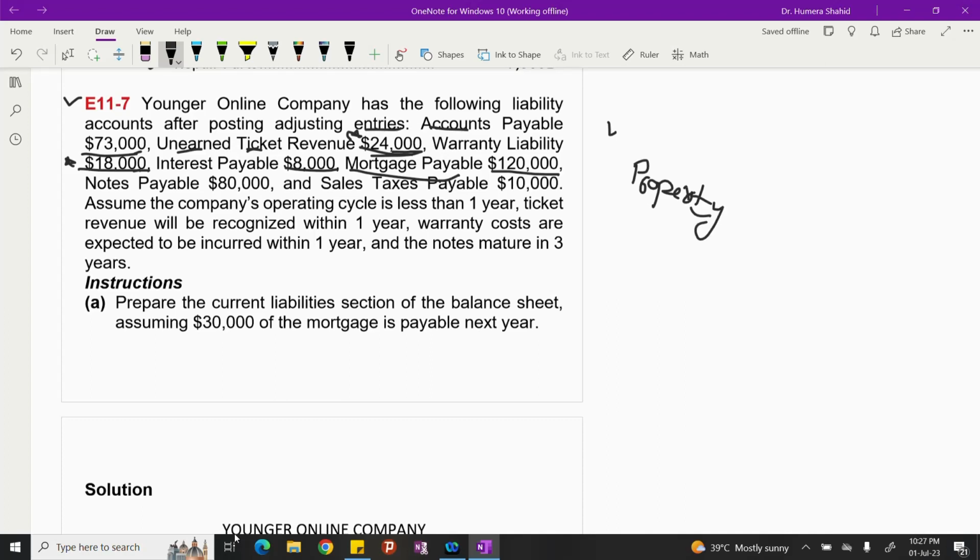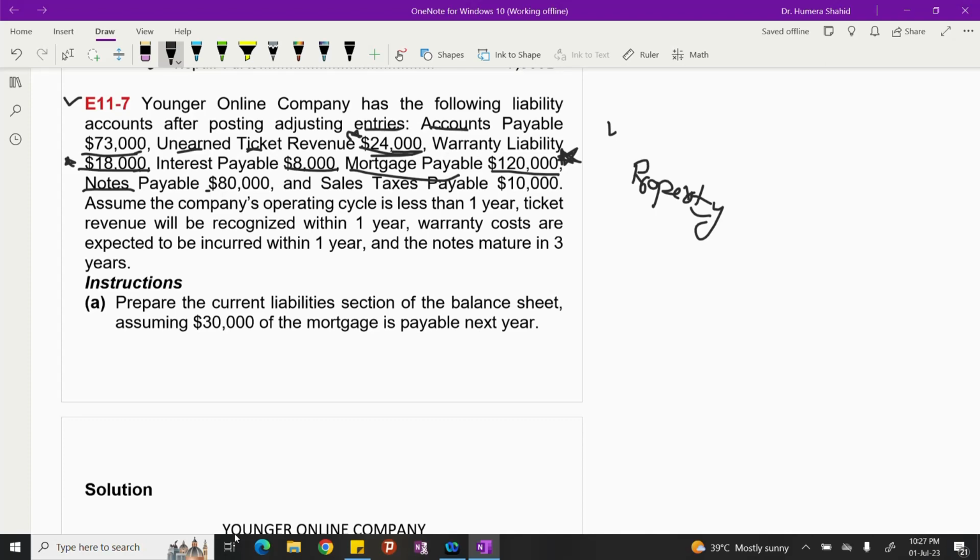So we call them mortgage, because against them the security is the property of the company. Maybe they have given the papers of the building as security to this company. Mortgage payable, $120,000. Is it current or non-current? We need to check, but usually mortgage payable is non-current because nobody can return that much big money in a year, right? It's usually in installments.